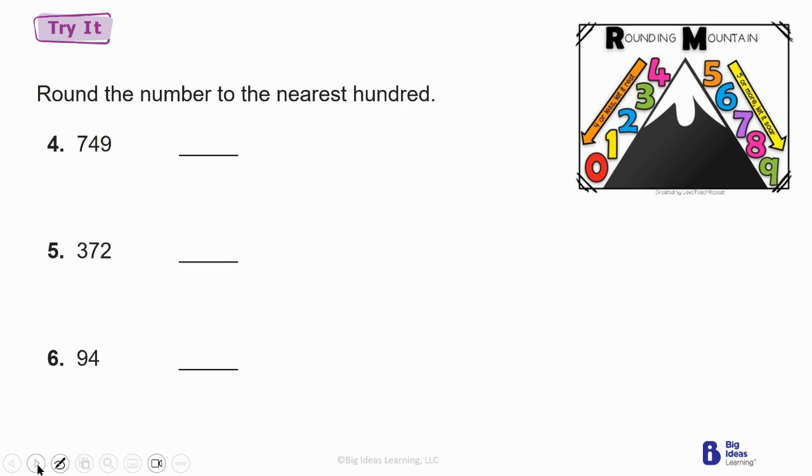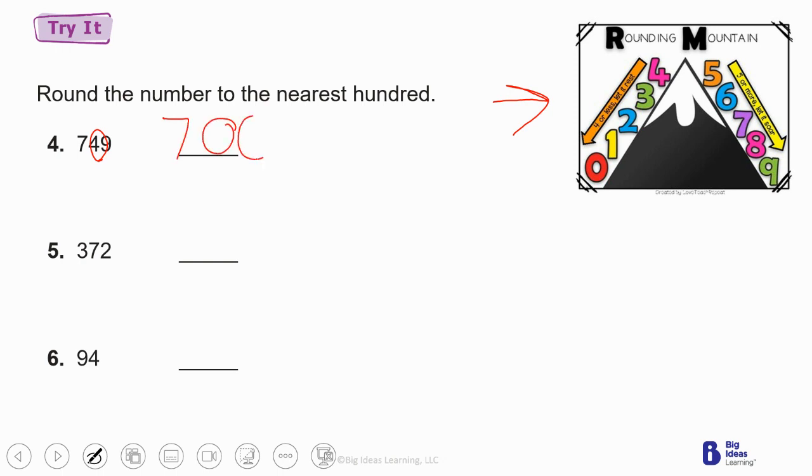Round to the nearest 100, okay? Same idea. I'm going to look at the 4. The 4 tells my 7 to rest, right? Looking over here, it tells my 7 to rest. So my 7 is going to stay the same, and all my other numbers have zeros at the end. Now remember, if I'm rounding to the nearest 100, I'm going to have how many zeros at the end every single time? 2. I'm always going to have 2 zeros at the end when I round to the nearest 100.